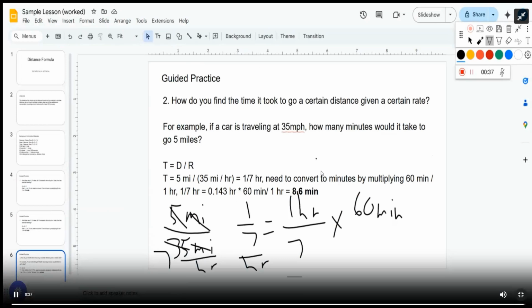And our question was asking about minutes, so we have to convert to minutes. So we multiply by 60 minutes divided by 1 hour. Our hours cancel, and we have a resulting 8.6 minutes is how long it took the car to go that fast.